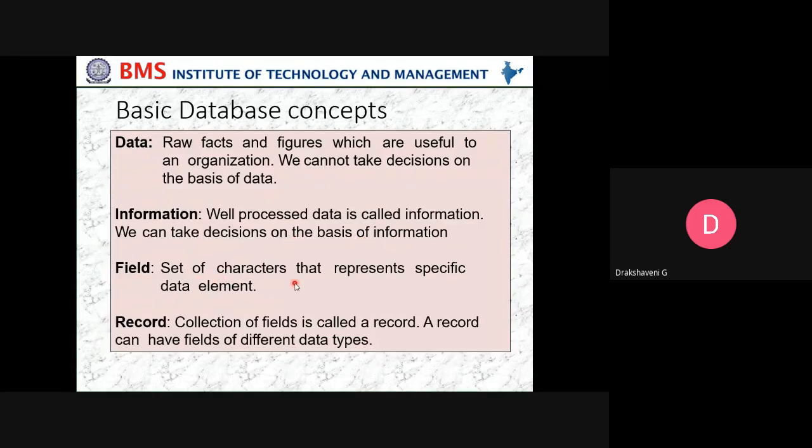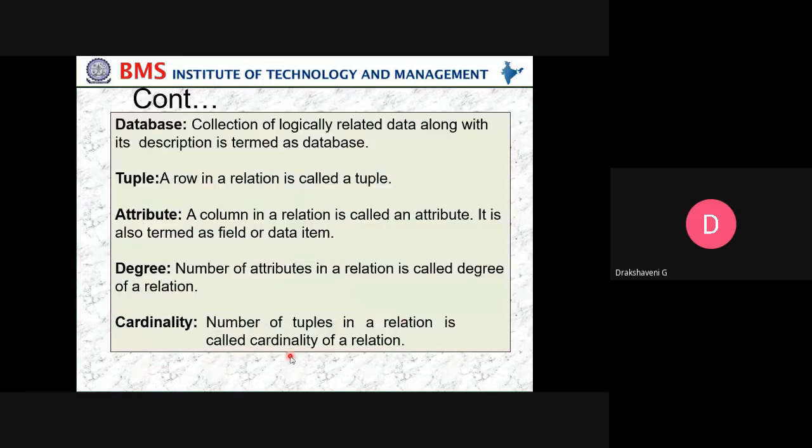Field: set of characters that represent a specific data element. Then what is a record? Collection of fields is called a record. A record can have fields of different data types. What is a database? Collection of logically related data along with its description is termed as a database.